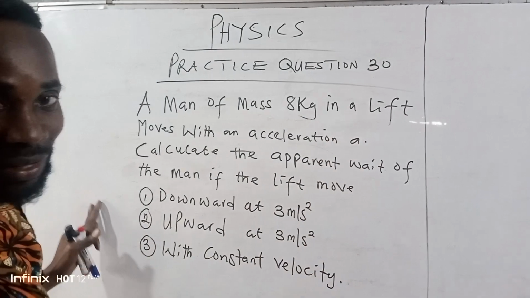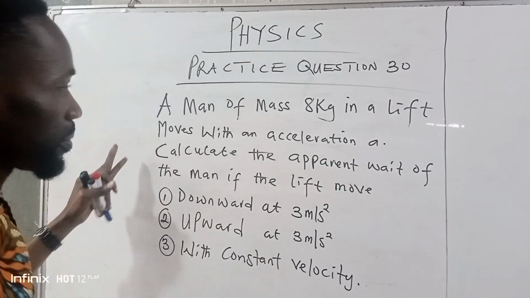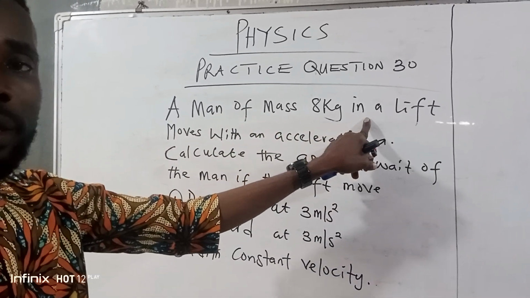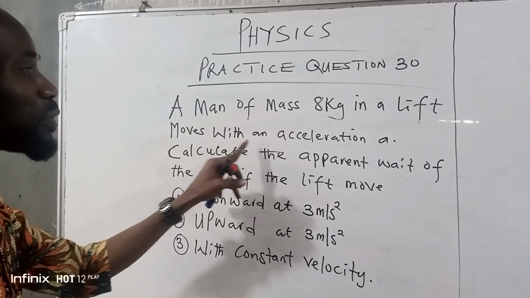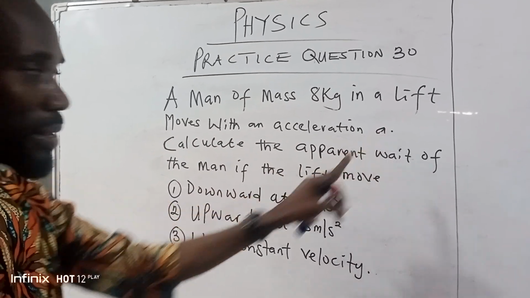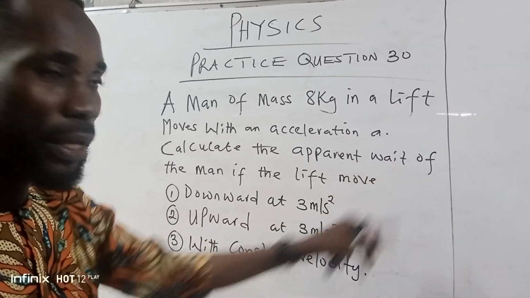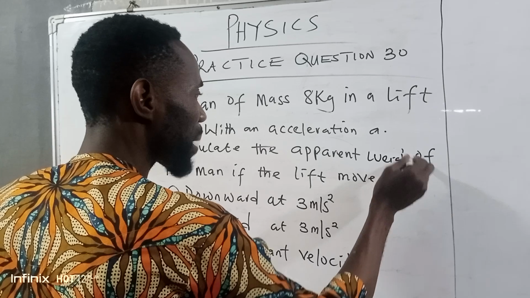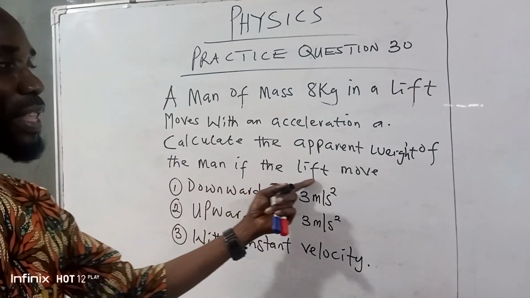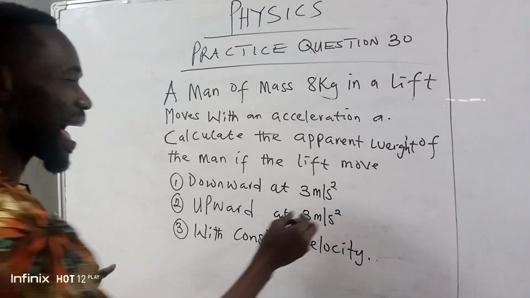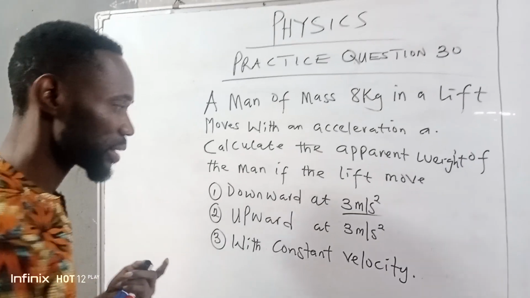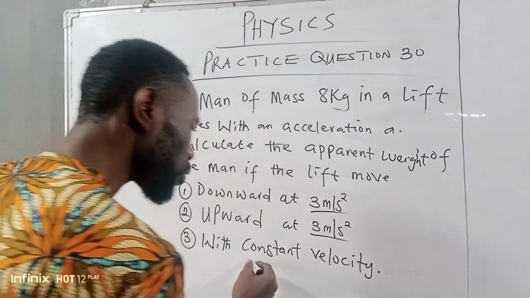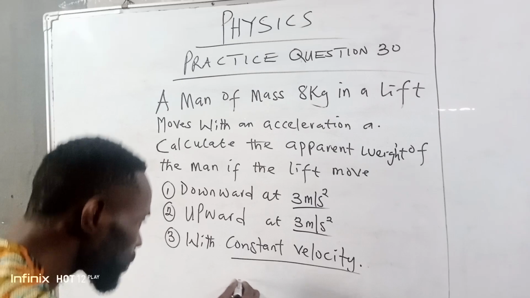Today, we're going to take a look at a very simple problem in physics: motion in a lift. A man of mass 8 kg in a lift moves with an acceleration a. Calculate the apparent weight of the man if the lift moves downward at 3 meters per second squared, upward at 3 meters per second squared, and moves at constant velocity. Let's solve this problem together.